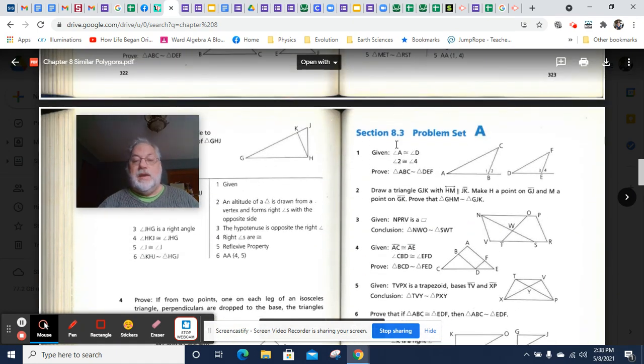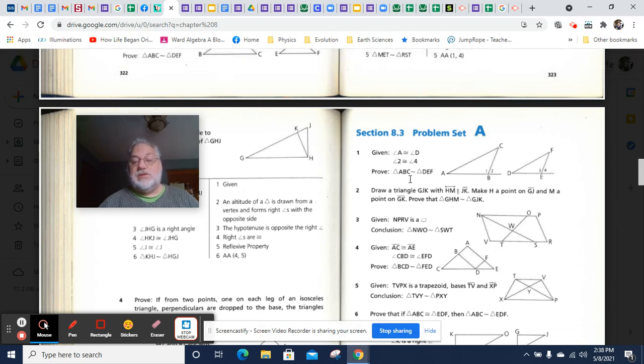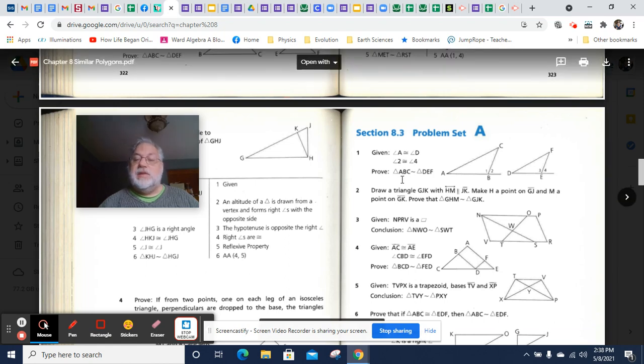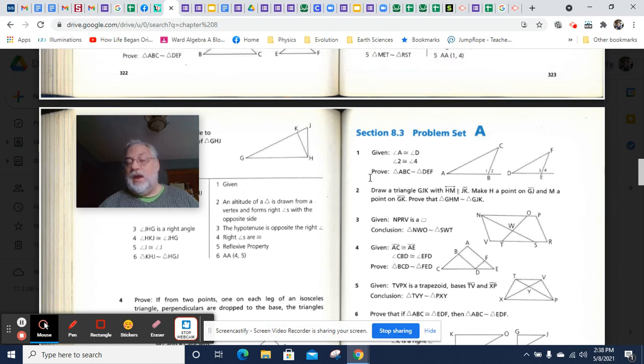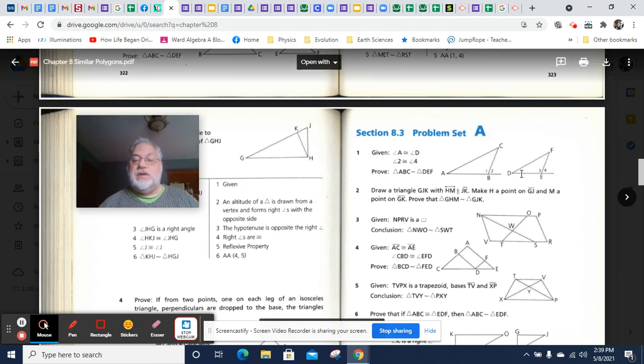So number 1 gives you some information. We're trying to prove these triangles are similar in most cases, or using their similarity to prove something about the ratios of sides or angle measurements. So angle A here is congruent to angle D. So that's a good start. We got one angle. And then it says angle 2 is congruent to angle 4.